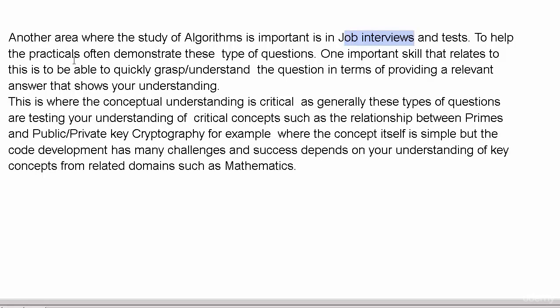To help, the practicals often demonstrate these types of questions, and one important skill in that context is to be able to grasp or understand what the question is actually asking. If you know the concepts, then when you get a complicated, difficult to grasp question, if you can first seek to understand what is the concept that the question is testing, and once you identify the concept, it will be easier to apply the information given in the question to using that concept to obtain a solution.